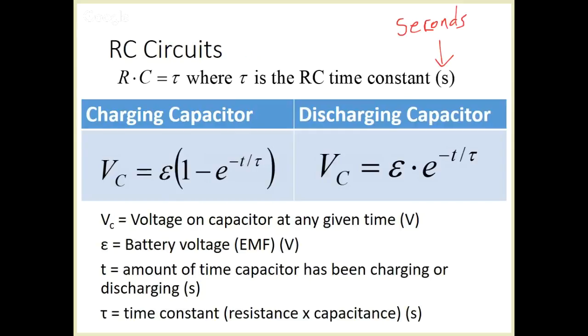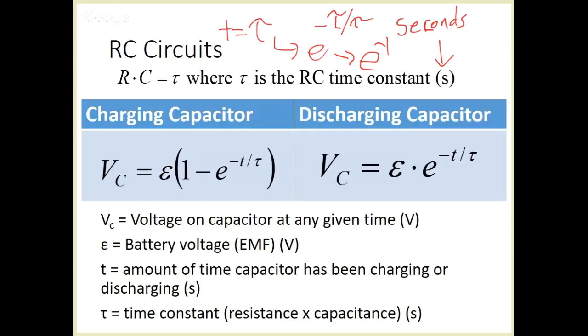And tau is the time constant, which is resistance times capacitance. So if I ask a question where I say, after one time constant has passed, then that means t equals tau. That means the part of the equation that involves e to the negative t over tau becomes e to the negative tau over tau, which would simplify to e to the negative 1.